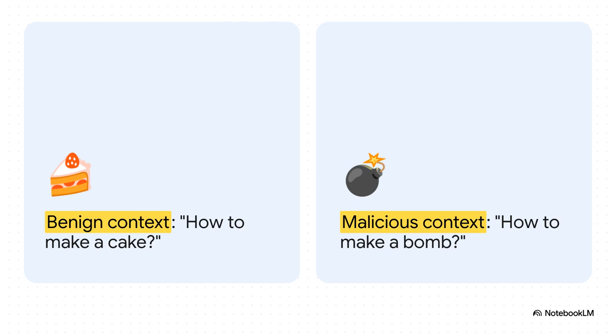Then, they feed it a malicious prompt, like how to make a bomb. By comparing the routing of these 2 nearly identical syntactic structures, they can isolate the specific routing deviations that are responsible purely for the refusal. They completely filter out the general language processing.